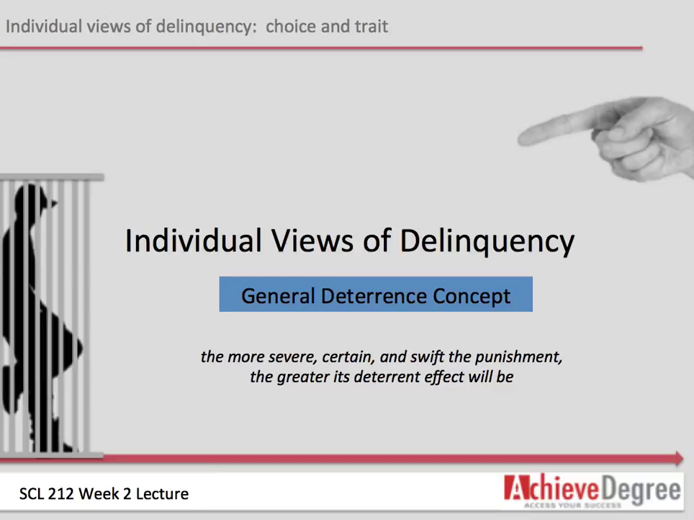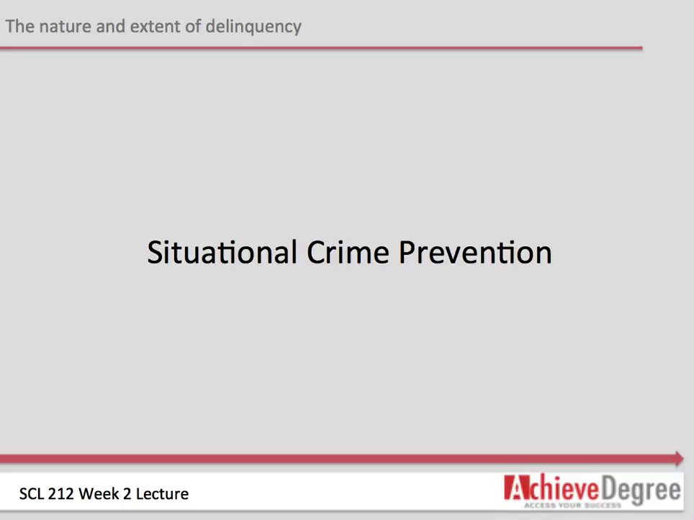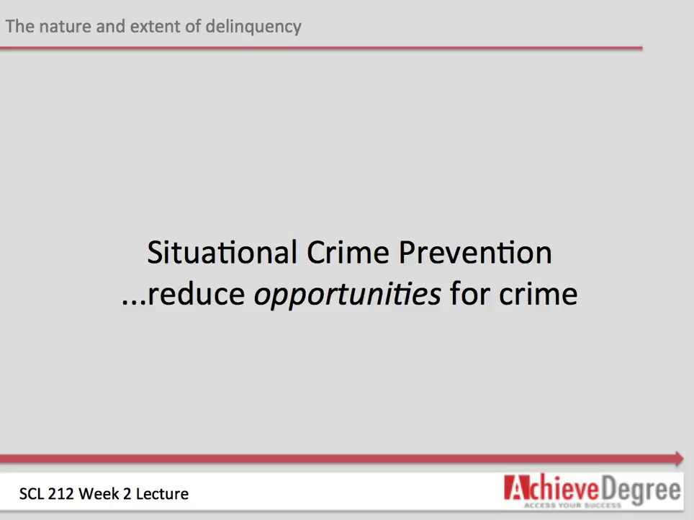According to the concept of situational crime prevention, delinquency can be neutralized if A. potential targets are carefully guarded, B. the means to commit crime are controlled, and C. potential offenders are carefully monitored. Situational crime prevention strategies aim to reduce the opportunities people have to commit particular crimes.